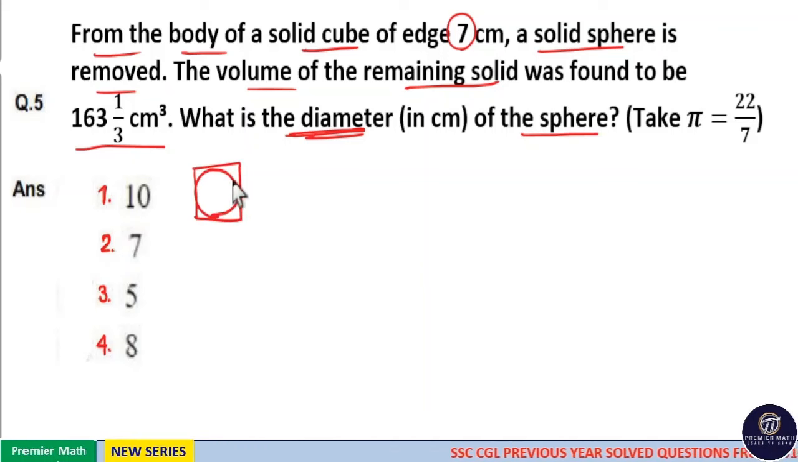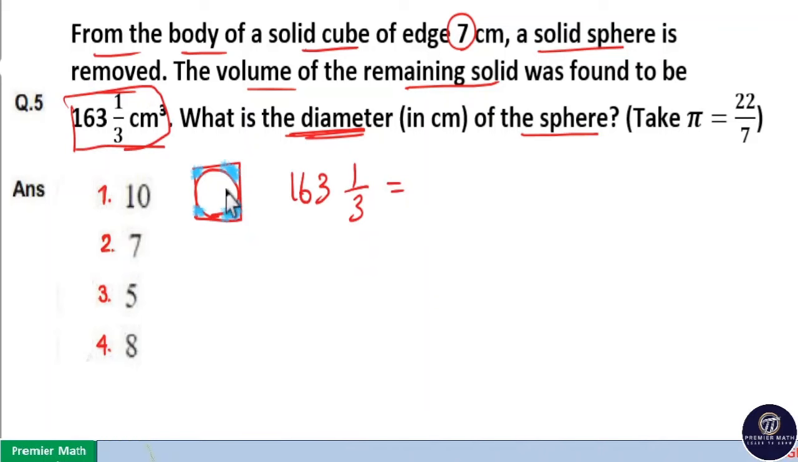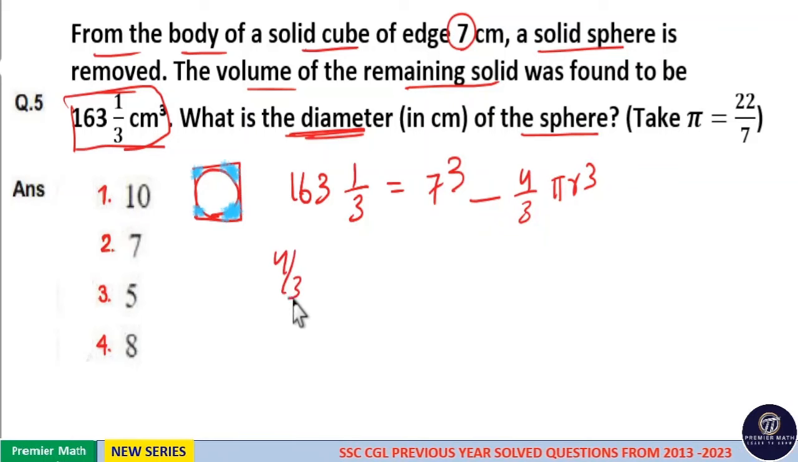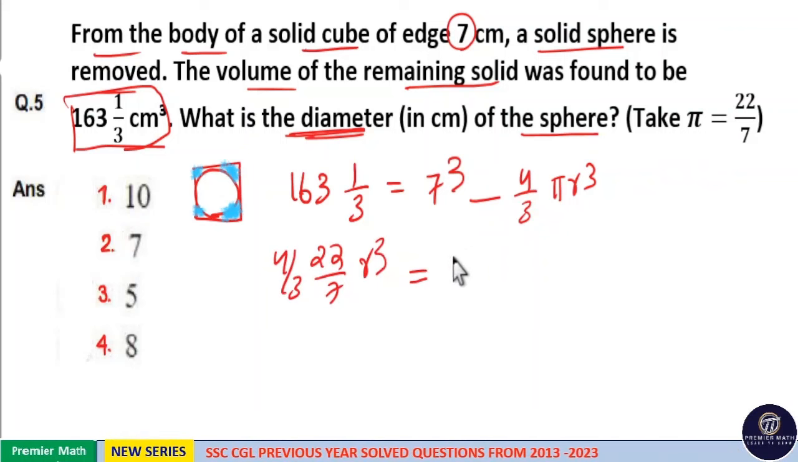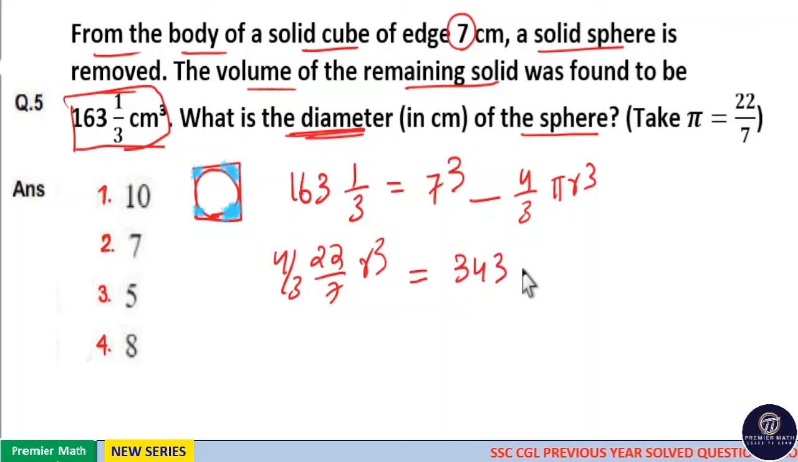Now the remaining part of the volume of this cube is given. That is this blue part. Now this remaining part is equal to 163 and 1 by 3 centimeter cube. So the remaining volume is equal to the volume of the cube, which is 7 cube, minus the volume of the sphere, which is 4 by 3 pi r cube. Now 4 by 3 pi r cube, that is 22 by 7 into r cube, is equal to 7 cube, which is 343, minus 163 and 1 by 3.